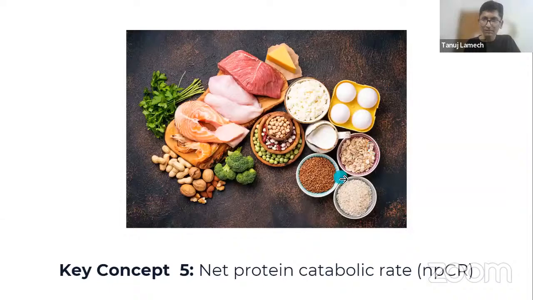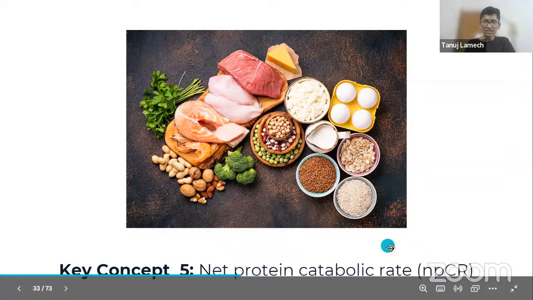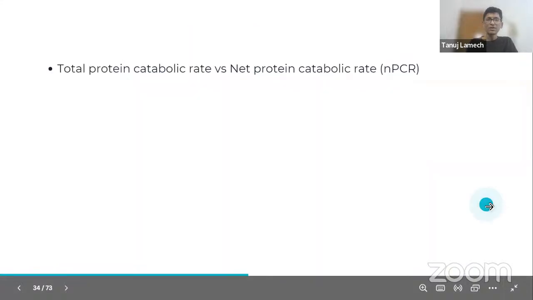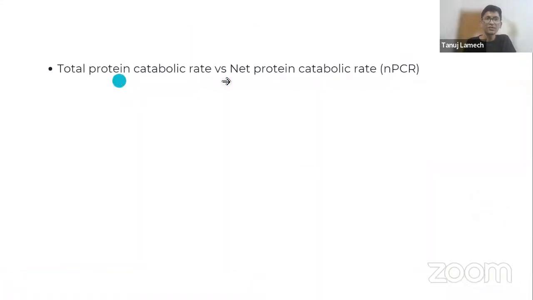So the net protein catabolic rate: what this means is, there's a difference between total protein catabolic rate and net protein catabolic rate. For example, assume that there is 100 grams of protein being catabolized every day. That's the total catabolic rate. But say 50 grams of that 100 grams is going back into anabolism. Then your net protein catabolic rate is 100 minus 50, which is only 50.